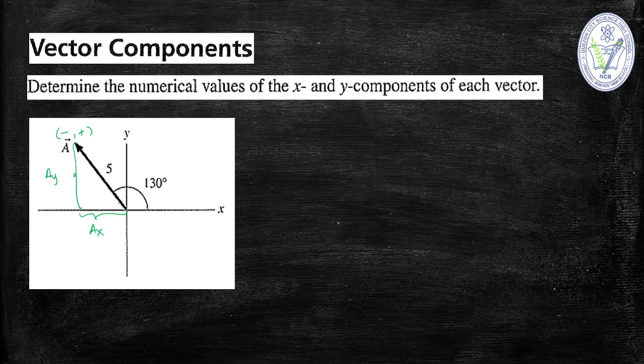Now what would be the angle for this one? Let's name this theta. So to get theta, that would be 180 degrees minus 130 degrees. So that would give us a value of 50 degrees.